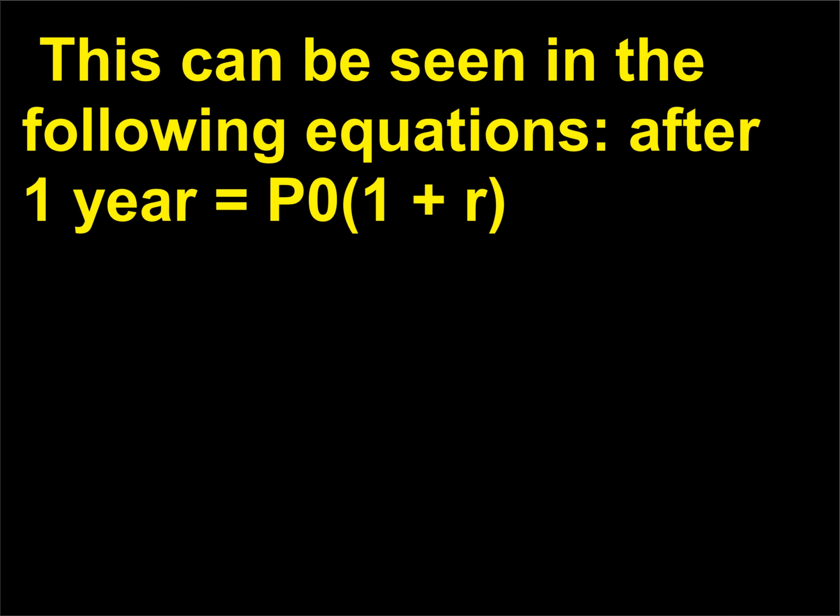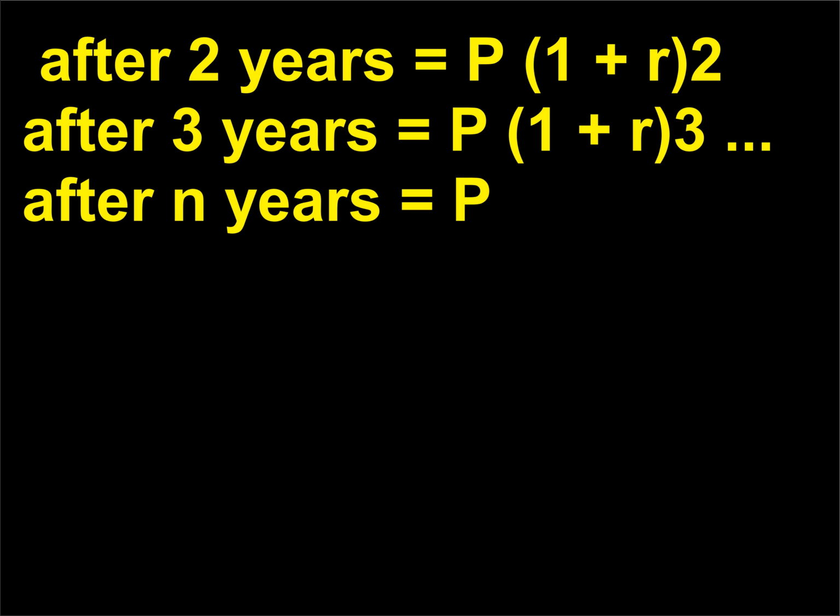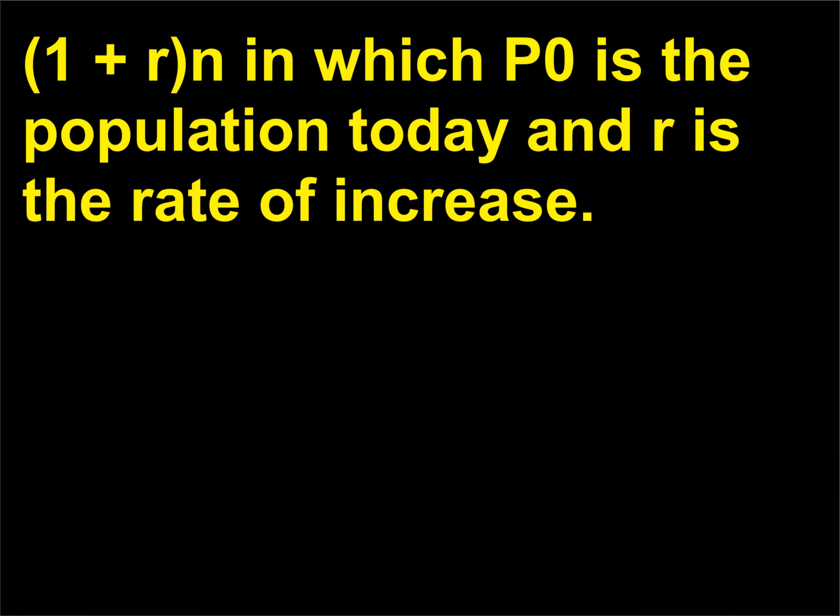This can be seen in the following equations: after 1 year equals P0(1 + R), after 2 years equals P0(1 + R)², after 3 years equals P0(1 + R)³, after n years equals P0(1 + R)ⁿ, in which P0 is the population today and R is the rate of increase.